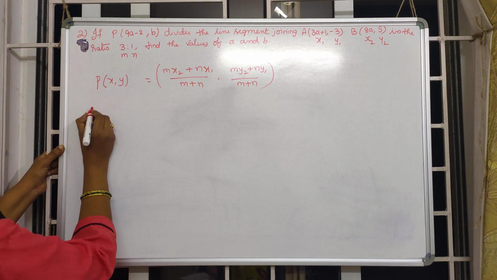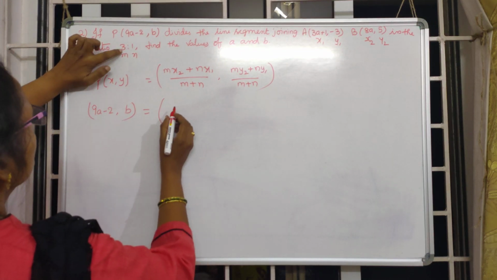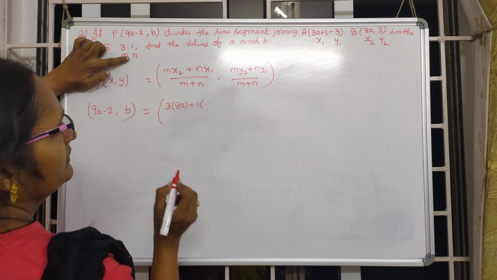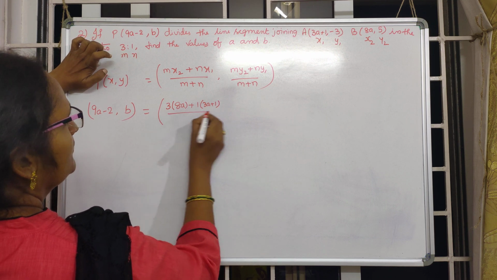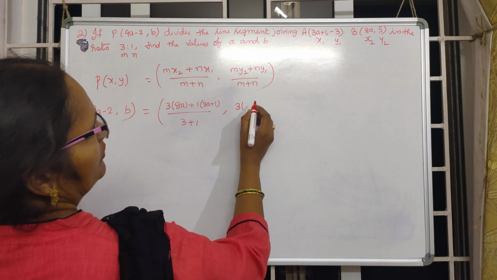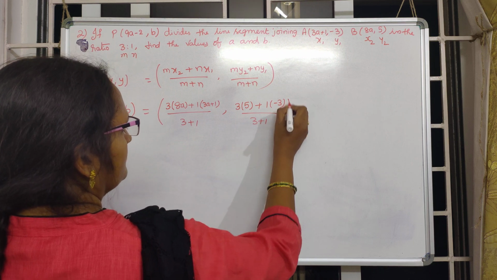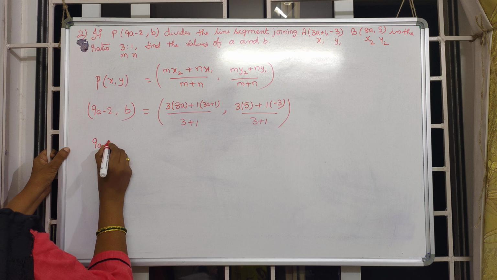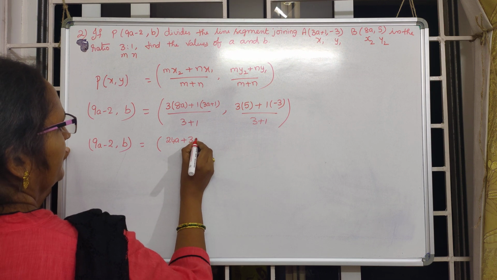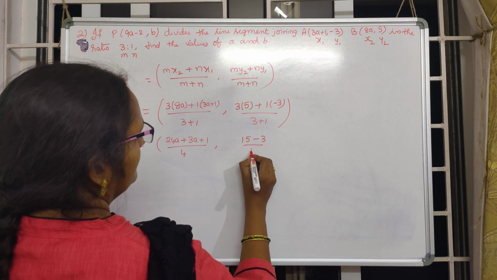So here the P values are given as (9a - 2, b), equal to: m value is 3, x2 value is 8a, plus n value is 1, x1 value is 3a + 1, divided by m + n, which is 3 + 1, comma, m is 3, y2 is 5, plus n is 1, y1 is -3, divided by 3 + 1. So here (9a - 2, b) equals (3 times 8a is 24a, plus 3a + 1) by 4, comma, (15 - 3) by 4.